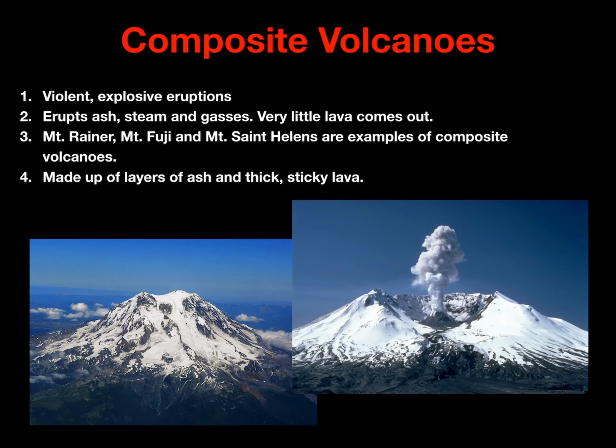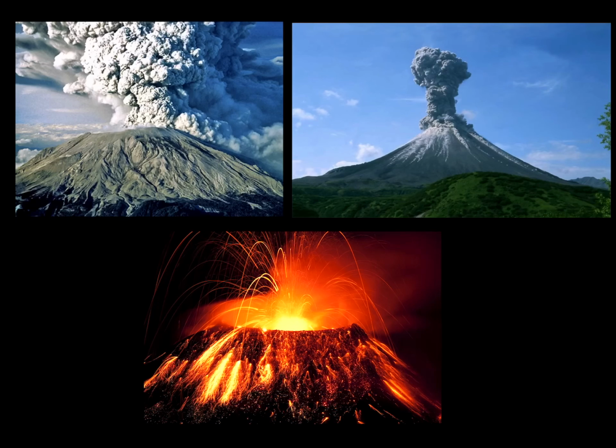Mount Rainier, Mount Fuji, and Mount St. Helens are all examples of composite volcanoes. Mount Rainier is the volcano on the left, and Mount St. Helens is actually the volcano on the right with the steam and the gas coming out. They are also made up of layers of ash and thick, sticky lava.